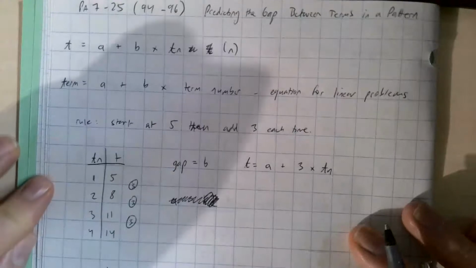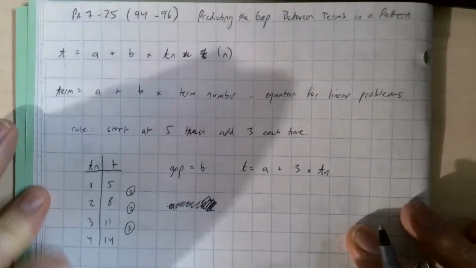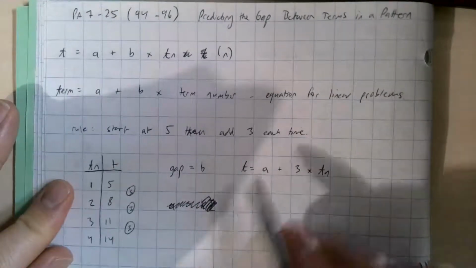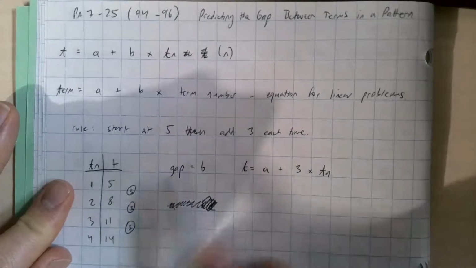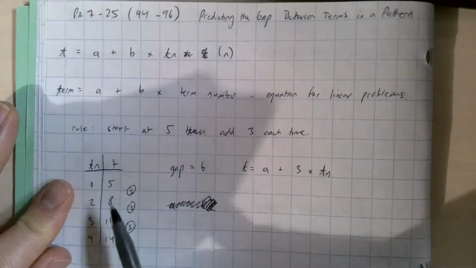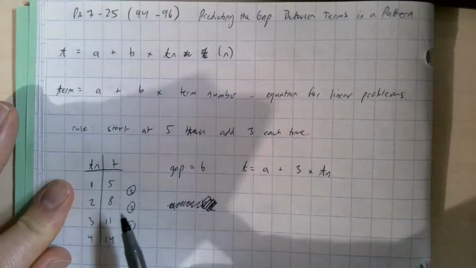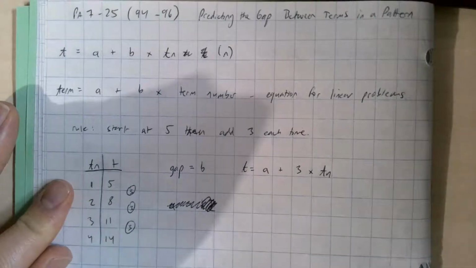Now, we are going to start with a rule. So I've been given a rule here, which is start at 5, then add 3 each time. So I've written down what that looks like. This is my rule, and this is my t-table. So I have 1, 2, 3, 4, 5, 8, 11, 14.